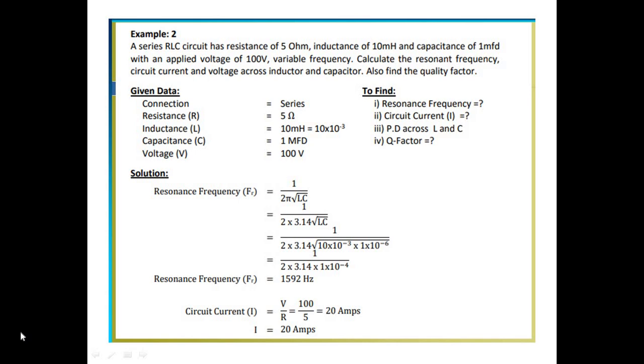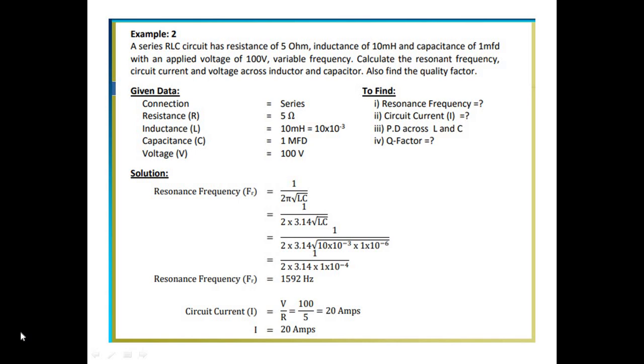Given data: series RLC connection, resistance 5 ohm, inductance 10 millihenry, that is 10 into 10 to the power minus 3, capacitance 1 microfarad, 1 into 10 to the power minus 6. Voltage is equal to 100. To find: resonance frequency, circuit current, potential difference across inductance and capacitance, and lastly the Q factor.